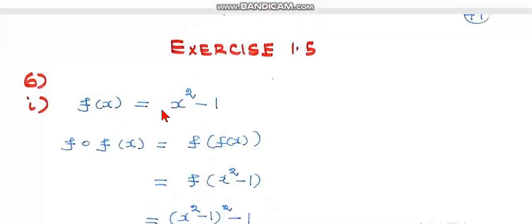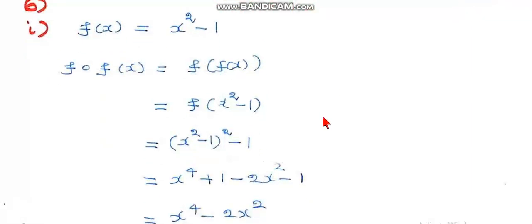Now exercise 1.5, question number 6, first subdivision. f of x equal to x squared minus 1. f dot f of x. That is f of f of x. What is f of x? x squared minus 1. Now apply the rule for f. What is the rule for f? Square, subtract 1. So square this, subtract 1.